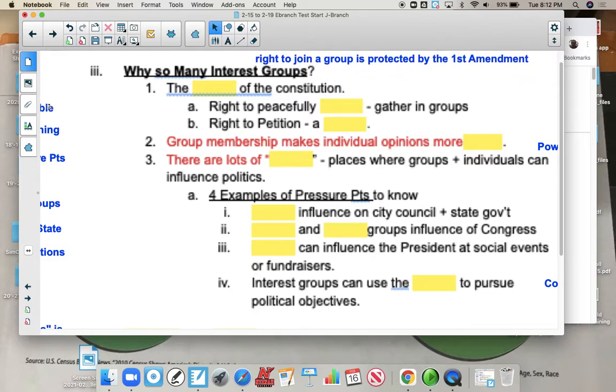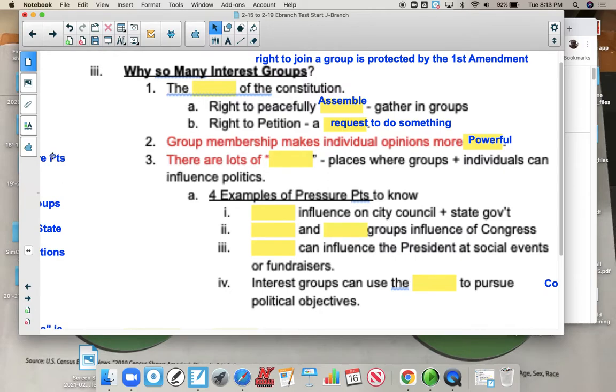And there's two parts of the First Amendment that are protected in allowing interest groups to thrive. The first is a peaceful right to assemble or to gather in groups. And the second is your right to petition, which is to request a change, to request something to be done differently. All right? Point number 2 here is that group membership makes individual opinions more powerful. Okay, so when you're in a group, obviously your voice is louder, you have more say, you have more sway, and all that.